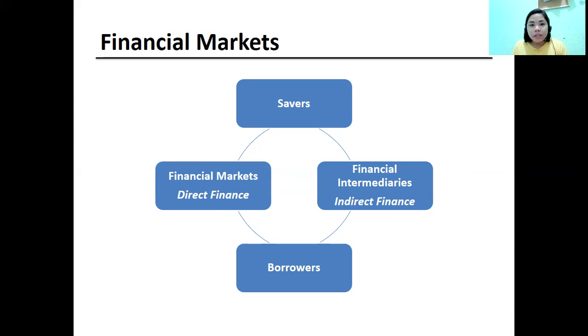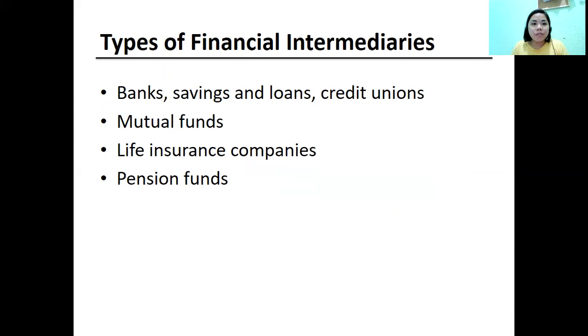So, types of financial intermediaries, as I've said, are banks, savings and loans, credit unions, and mutual funds. Mutual funds, I'm working with a mutual fund in my other job. It's like a pool of investments.